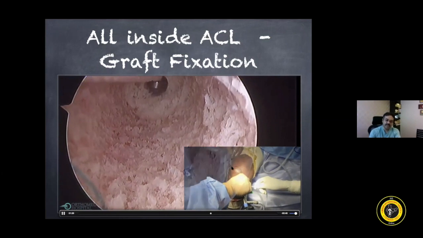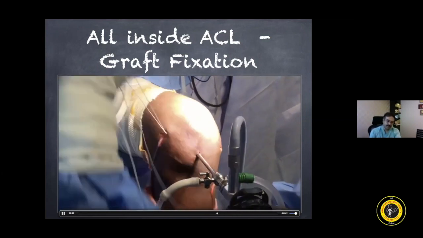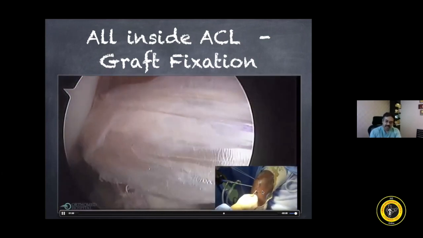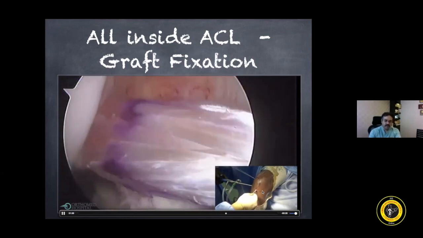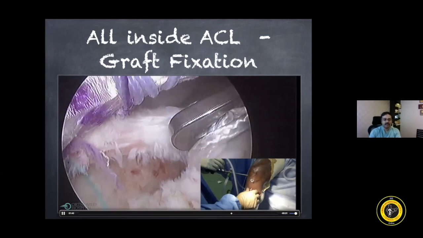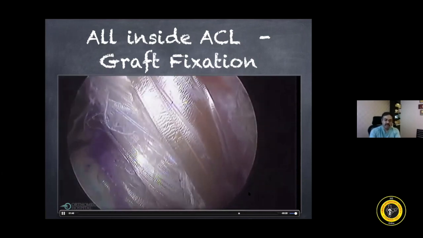You can see the button is getting pulled. Once the button is pulled, we can reduce with the TightRope, which most of us know, the adjustable loop system. You can see the graft is being pulled onto the femoral socket. Likewise, through the tibial socket, the button is pulled out, and the graft is reduced.